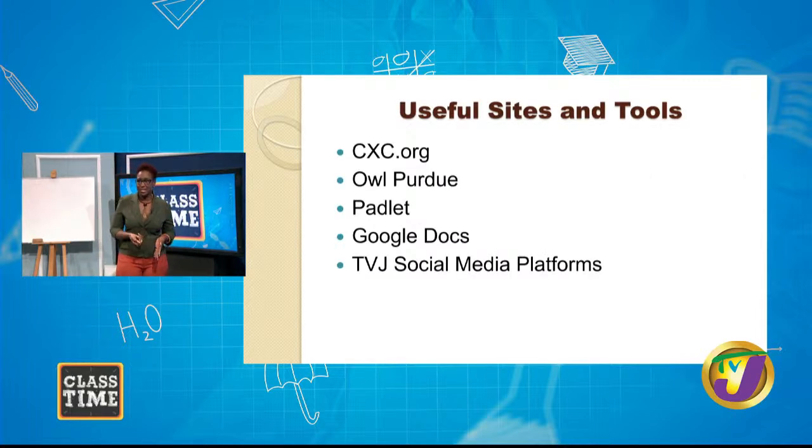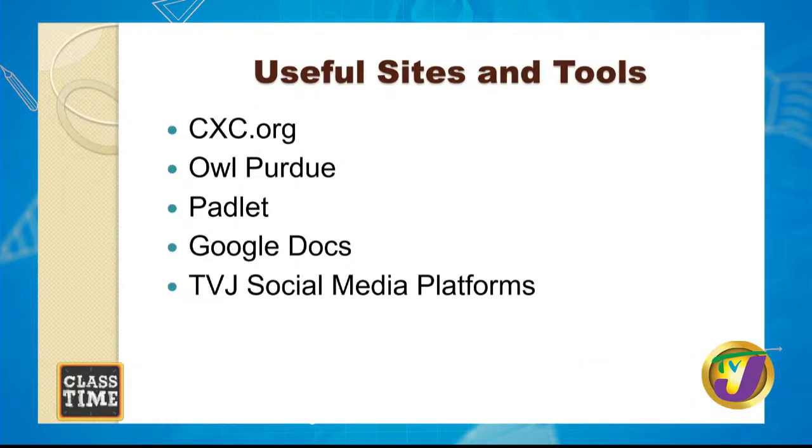And here are some useful sites that you can visit too. Of course, csec.org, that is your examining body, so you need to go there. Purdue OWL for help with how to do your sourcing information, your in-text citation, how to write up your different things. Padlet that I mentioned last week for you to collaborate, because you need to show evidence of collaboration. So that's a good way to show your teacher that yes, you're collaborating. Google Docs as well to show evidence of you collaborating. And of course, TVJ social media platforms.